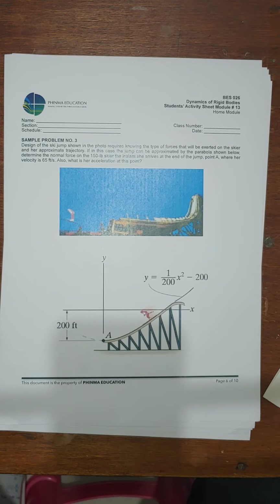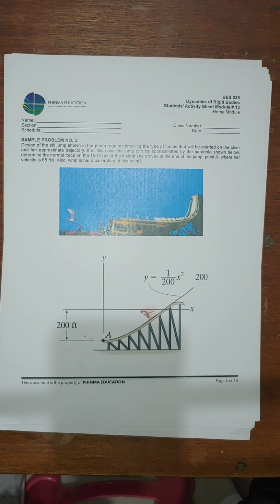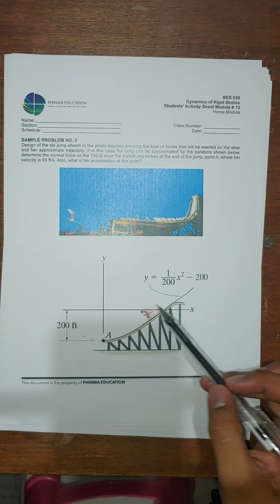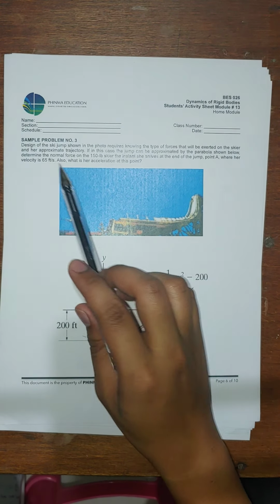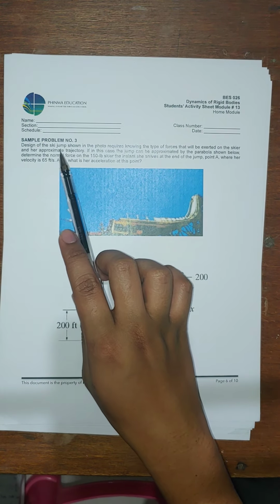We're already down to our last sample problem. Sample problem number 3. In the previous sample, the second one, that is a circular path. Here we have a parabolic path. So we have a skier here. Okay, so the design of the ski jump shown.